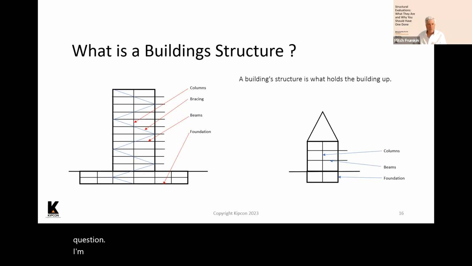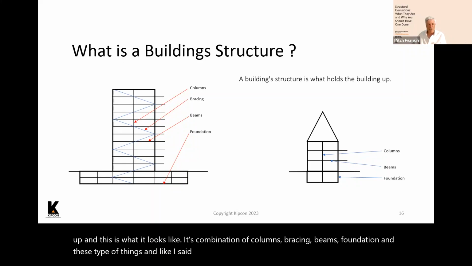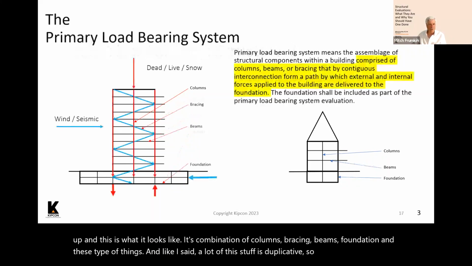So the first question is, what is a building structure? A building structure is what holds it up. And this is what it looks like. It's a combination of columns, bracing, beams, foundation, and these types of things. And like I said, a lot of this stuff is duplicative, so I'm going to go through it relatively quickly.